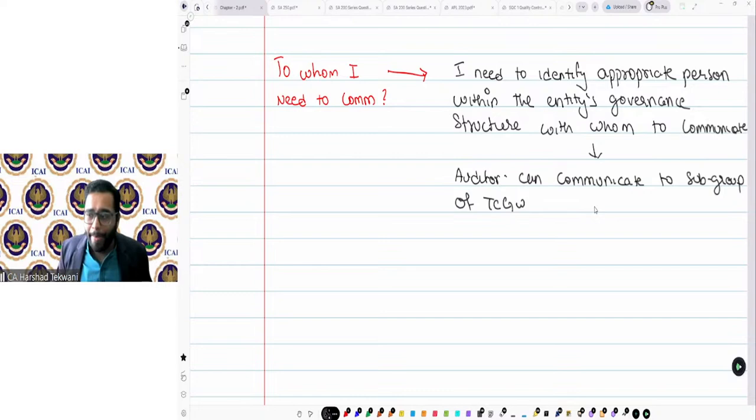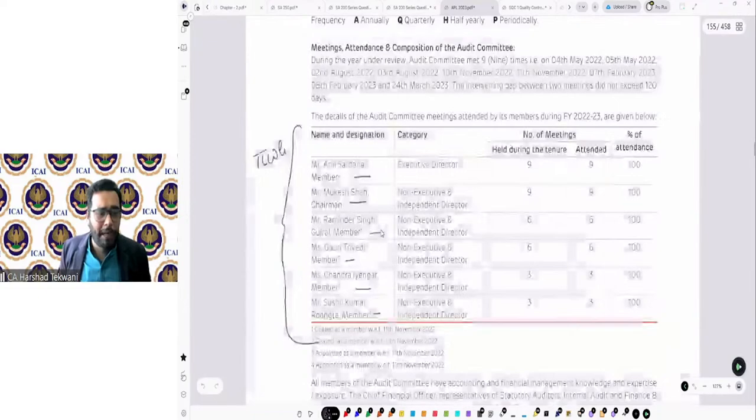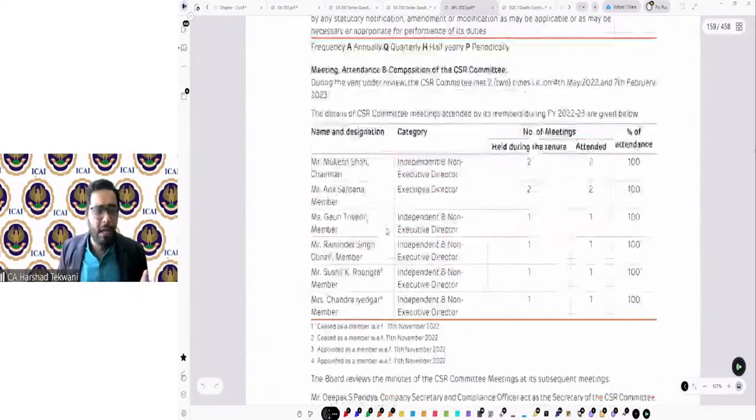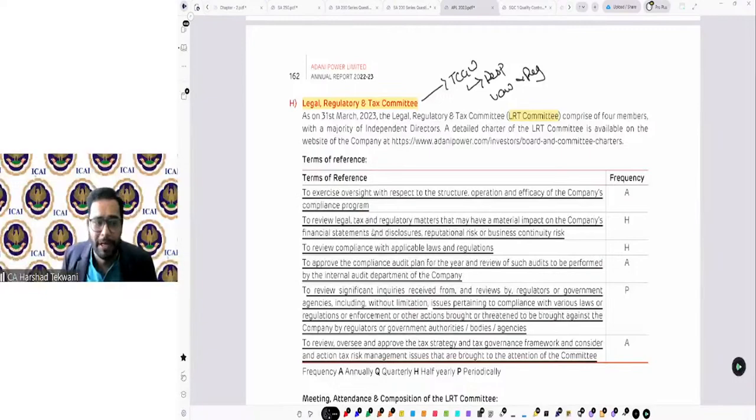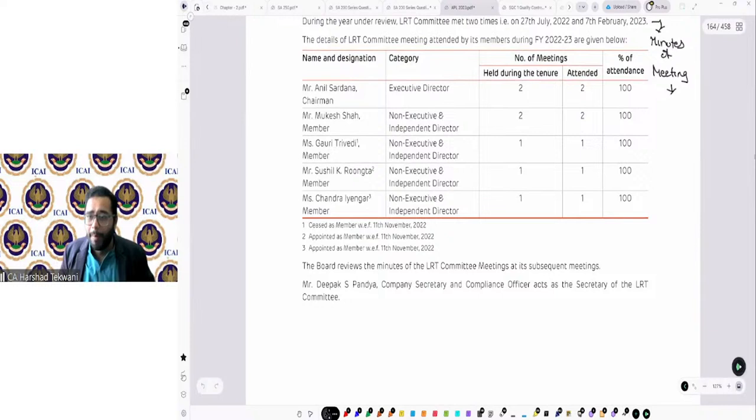Or subgroup means, I have an audit committee, but there are small different committees: IT committee, merger acquisition committee, or laws and regulation committee. So instead of going to the audit committee, I may also report to a subgroup like the legal and regulatory and tax committee. They might have the same members, might have different members, but I can communicate to a subgroup also here.